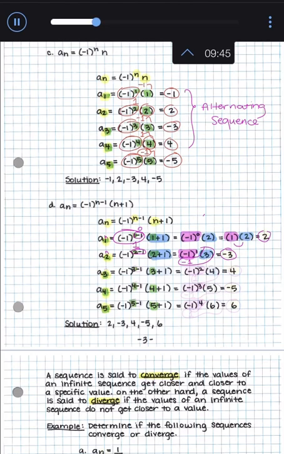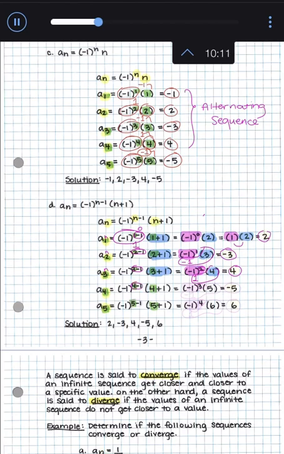Let's see. Let's try our n of 3. Well, we'll get a 3 minus 1 as our exponent, which will reduce to a 2. Well, if we do negative 1 to the second power, we actually get a positive 1. Our other piece of this is 3 plus 1, which is 4. So we'll have our 1 times our 4, which is a positive 4. So it does look like we're going to end up with an alternating sequence.